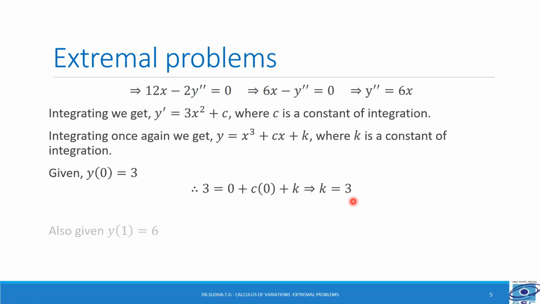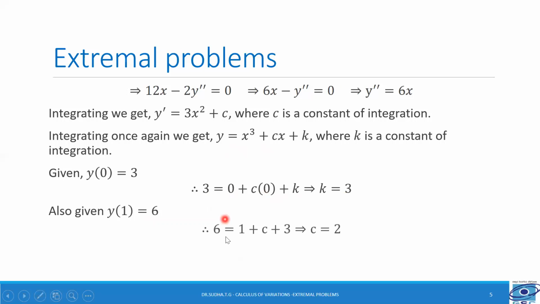Now let us use the second condition. Y of 1 is given to be 6. That is, when x is equal to 1, y is equal to 6. So in this expression of y, put y is equal to 6 and x is equal to 1. So what do you get? 6 is equal to 1 plus c into 1, that is c, plus k. The k value is obtained in the first step, so you get k is equal to 3. So you get c value is equal to 6 minus 4, that is equal to 2.